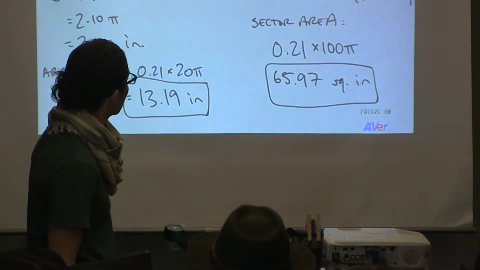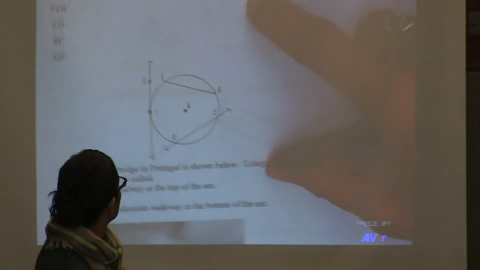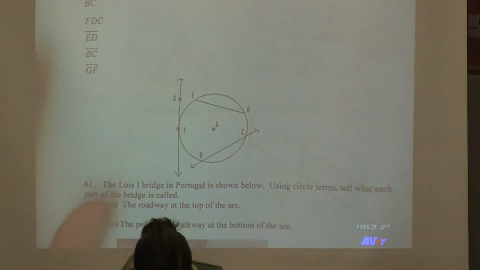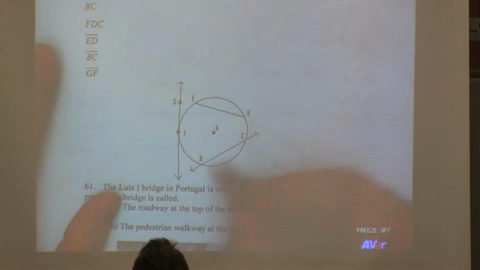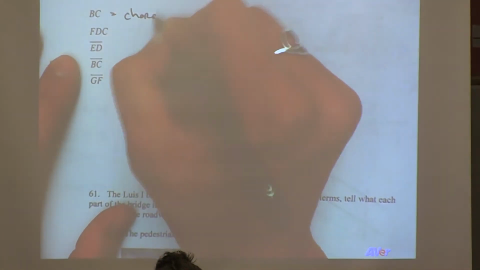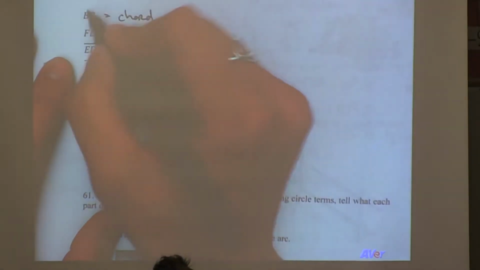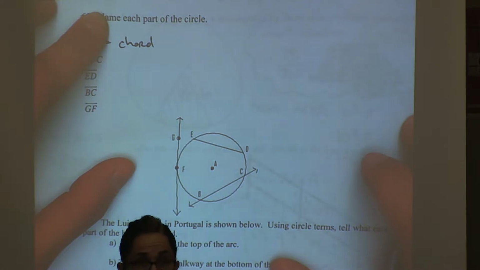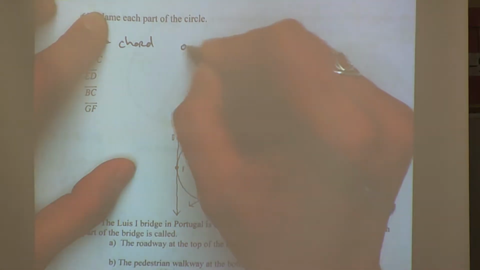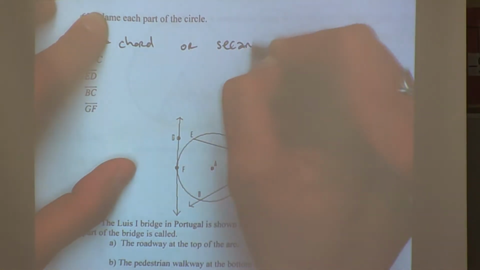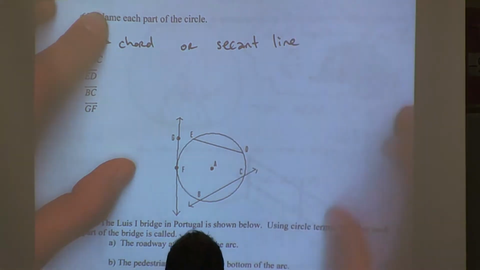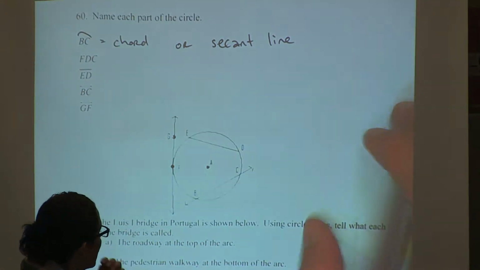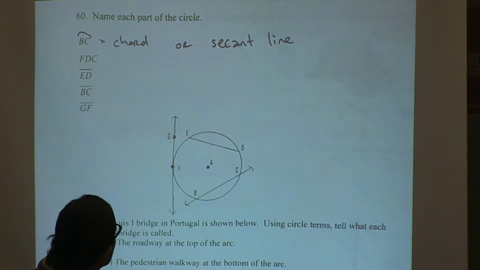This didn't print very well. There were some symbols that were missing, but I'm okay with it. You probably called BC just as it's labeled. You called it a chord. It was supposed to be an arc, but it doesn't matter. BC as it looks is called a chord, or, which I know none of you wrote, the secant line. Okay? Because you don't know what a secant line is.